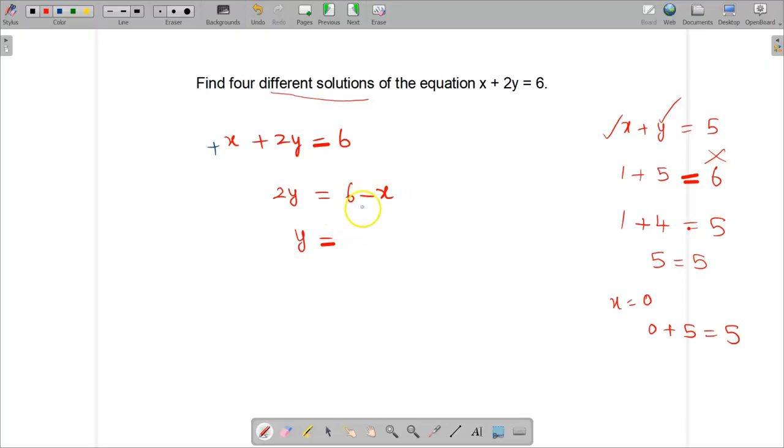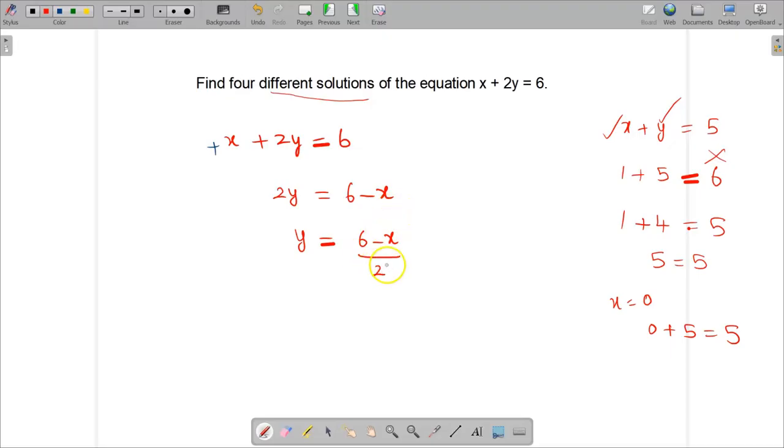So how can I write this equation? 6 minus x, this 2 into y. Whenever you don't have any symbol here, it means it is 2 into y. Since it is 2 into y, when it goes to the right hand side, how does it become?